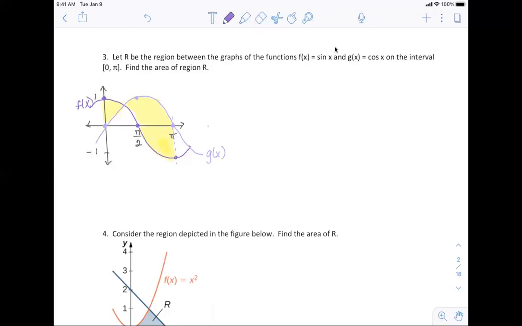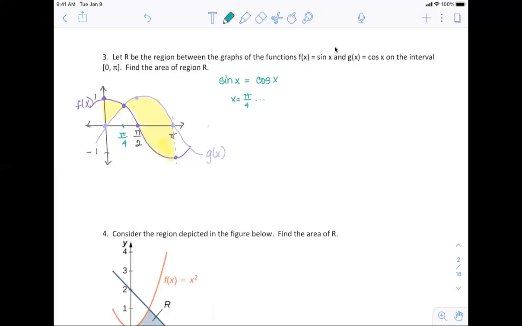So the first thing we need to do is figure out where this point of intersection is. So we need to know, where does sine of x equal cosine of x? Hopefully you know that that happens at pi fourths and beyond, but clearly the one we're looking for right here is pi fourths because that's between 0 and pi halves.